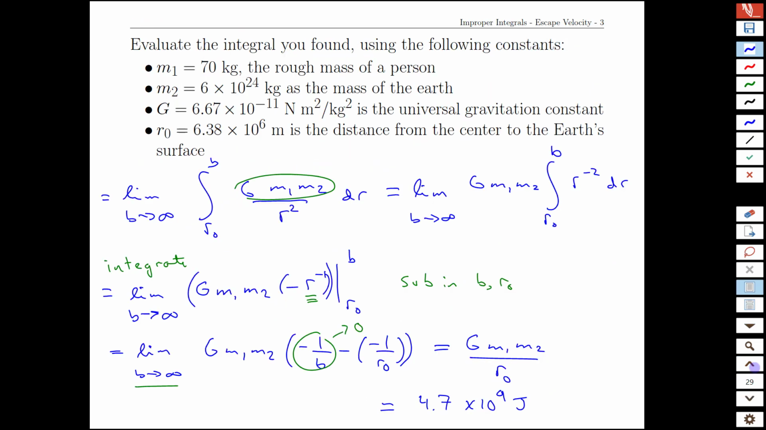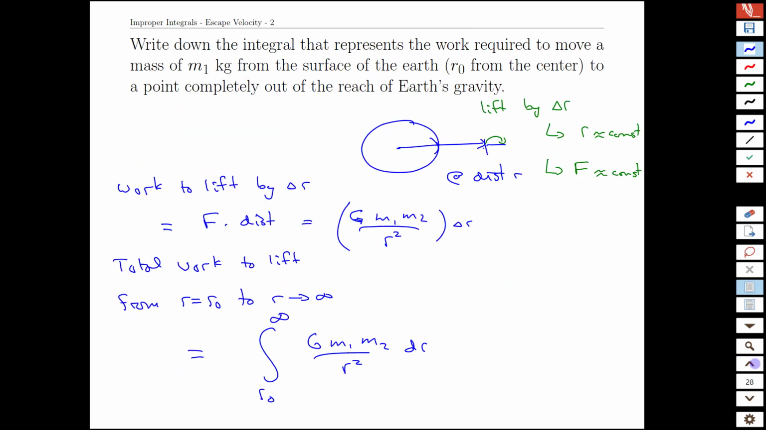Computed, importantly, based on an improper integral, trying to assess how much work would be required to lift something from the surface of the Earth, not to some fixed location, but all the way out to infinity, or beyond the reach of the gravitational field.